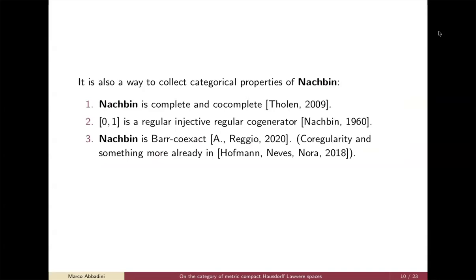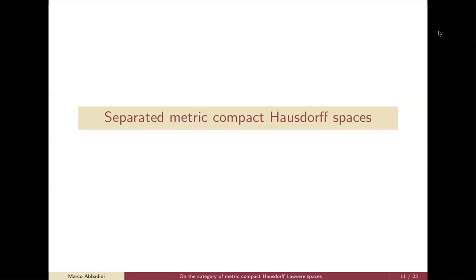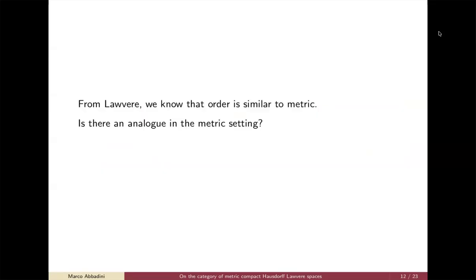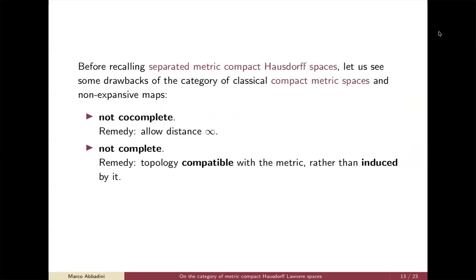Okay, so in conclusion, we already had these results both for compact Hausdorff spaces and its ordered version. And now we get to separated metric compact Hausdorff spaces. So from Lawvere, we know that order is similar to metric. So the question Hoffman and I asked ourselves was whether there's an analog in the metric setting. And for this, we need the notion of separated metric compact Hausdorff spaces.